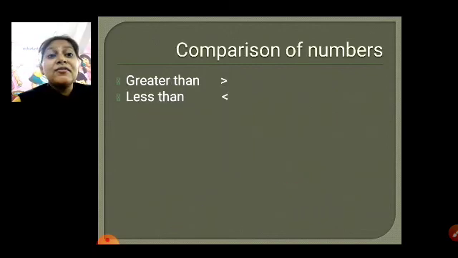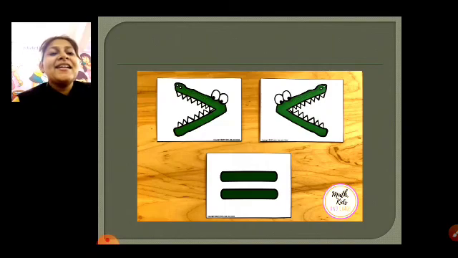Now comparison of the numbers: greater than, less than and equal to. You all know the numbers, which number is bigger, which number is smaller, and we learned the story of the crocodile, right? Crocodile always opens his mouth on the bigger number side, right? If there is a bigger number, then the crocodile opens the mouth. See, here these are the crocodiles. First of all is the greater than sign, second one is the less than sign, and this one is the equal to sign, right? Let's see some examples.